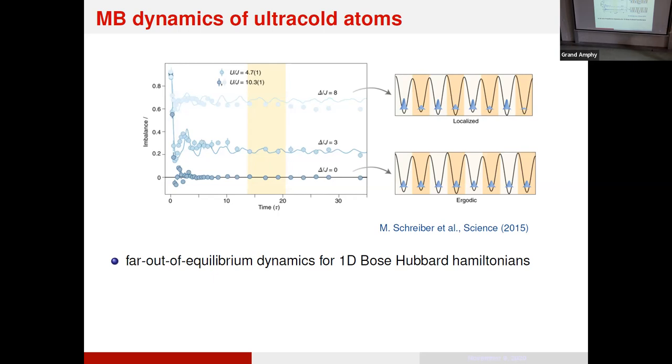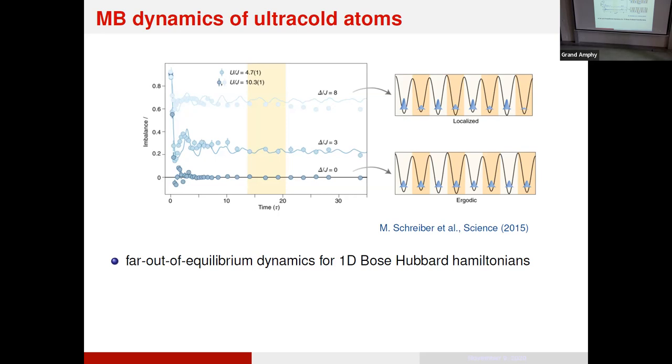Then everything ergodically kind of thermalizes, while if they have strong interaction, at least on that time scale, they stay here. This would be an indicator of many-body localization, precisely due to the strong disorder. I just mentioned this because we are interested in this regime where you have indeed equilibration.